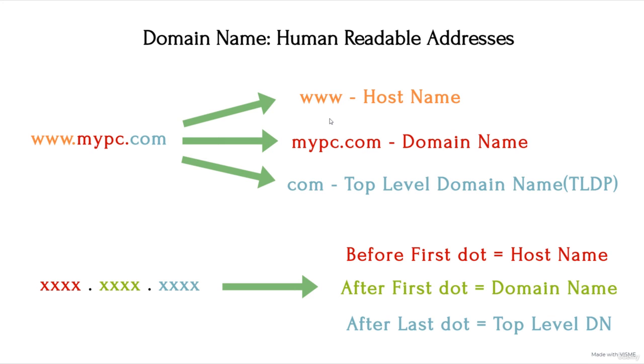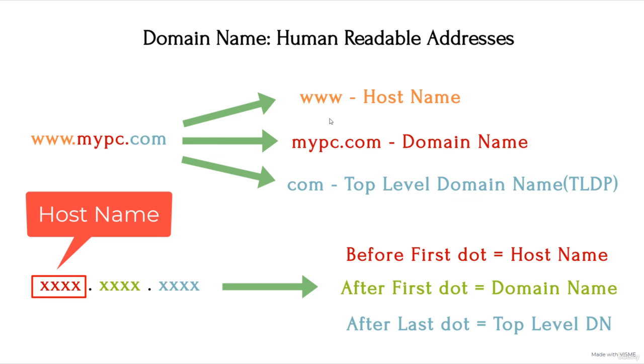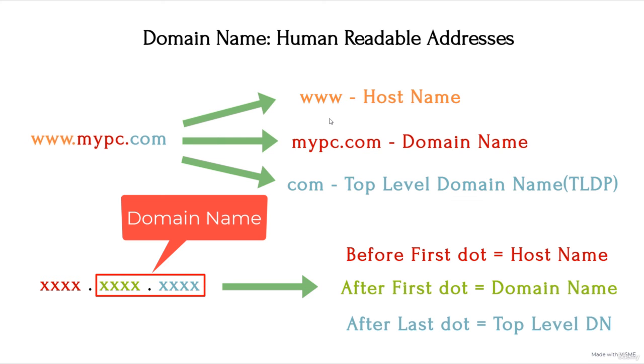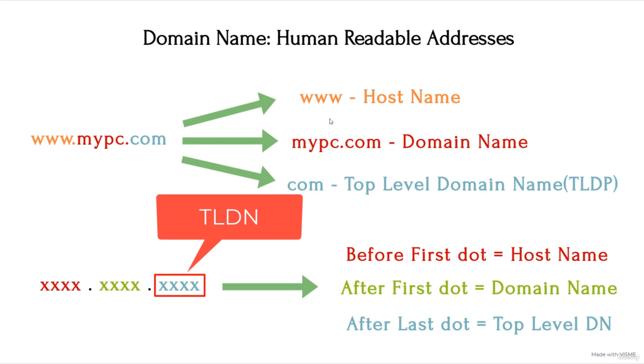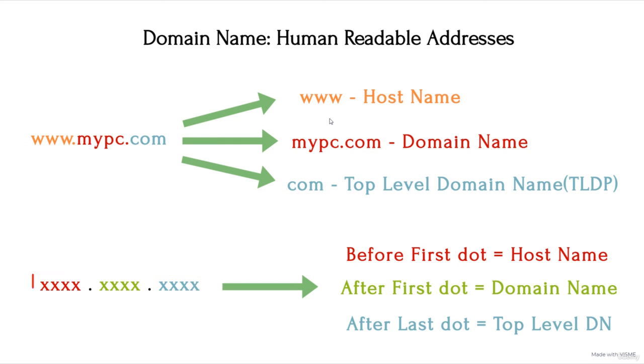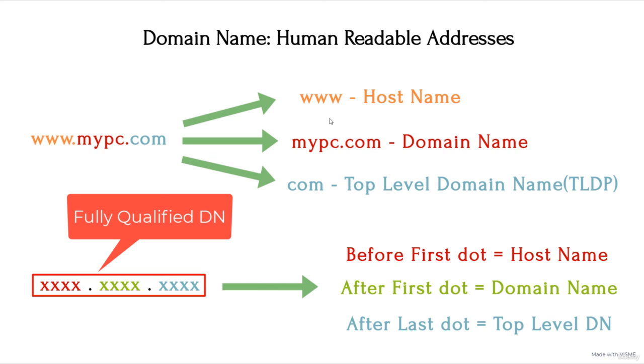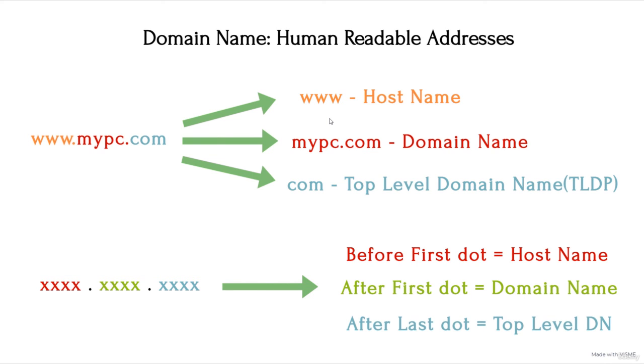When we club all of these parts, that is www.mypc.com, we are connecting the host name along with the domain name and the top level domain name, and thus it gives rise to a fully qualified domain name. So always remember, the part before the first dot is always the host name, and the part after the first dot is the domain name. The part after the last dot is always the top level domain name, and the whole string when combined is called the fully qualified domain name. So now you have gathered more than enough information about the domain name. So let's get back to DNS, the domain name system.